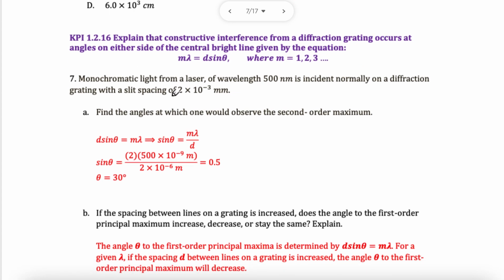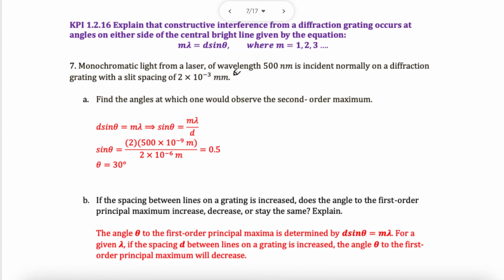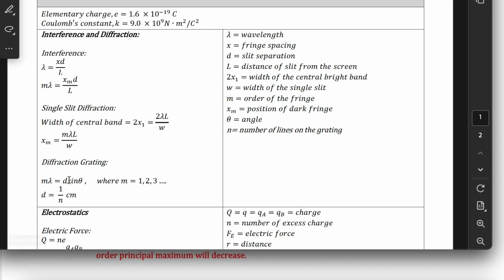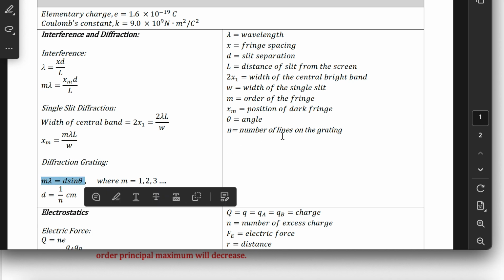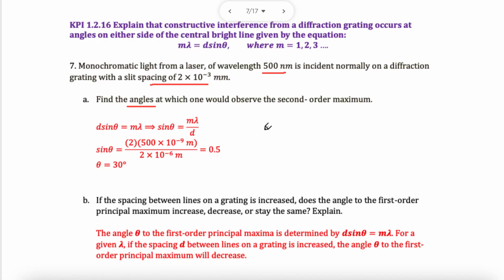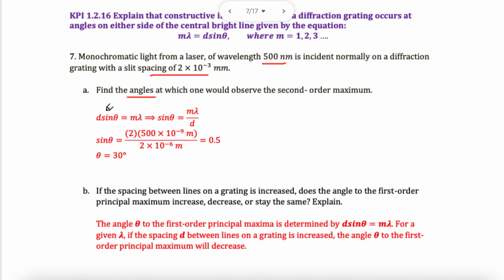Okay, next we have monochromatic light from a laser. Wavelength is here. It is going onto a diffraction grating here. Find the angle. Well, that's easy now. We only have 1 formula with an angle. Out of everything, there is my formula. So you can identify the formula straight away, get yourself 2 marks just like that. D sine theta equals m lambda. What you could do is rearrange the formula, or you can do shift solve. Just make sure your calculator is in degrees.